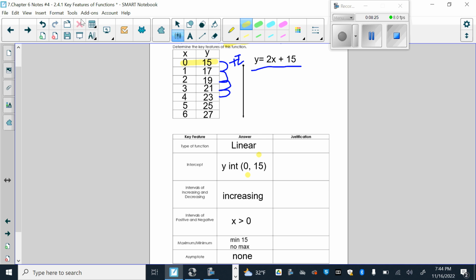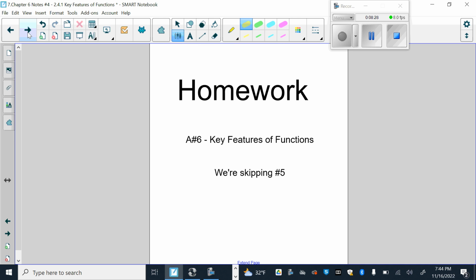All right. So with your remaining time, you should work on your homework. Your homework tonight is assignment number 6, which is key features of functions. In your homework packet, we are skipping assignment number 5. That'll be Friday's homework. But because of the order in which the block day fell, we skipped lesson 3 and assignment 5, and our homework tonight is assignment number 6. So you have the remainder of the period to work on that, and I will see you all tomorrow.